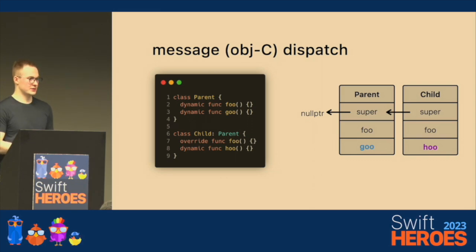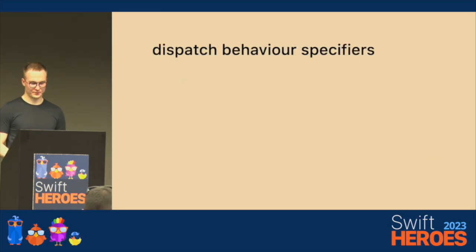But if it is found, it will basically call this function. And if it's not, once again, we will go to the parent and repeat the previous steps until we find the function pointer or the root class is reached, and then a bad thing happens. So, how do we suggest to the compiler what to do by using dispatch behavior modifiers?